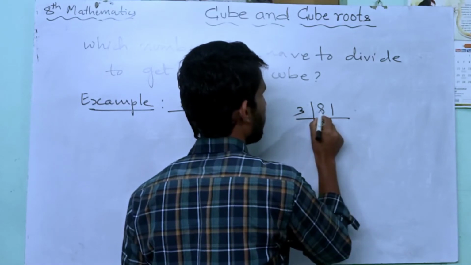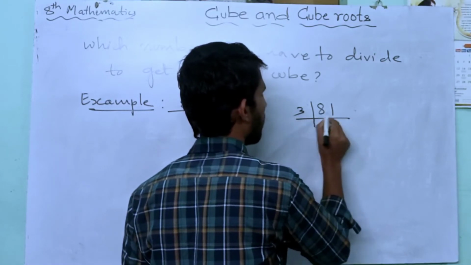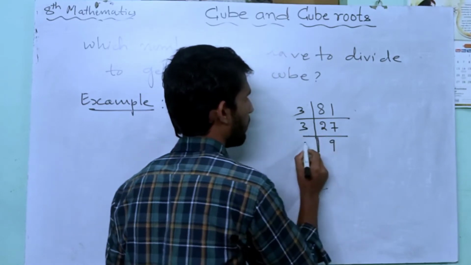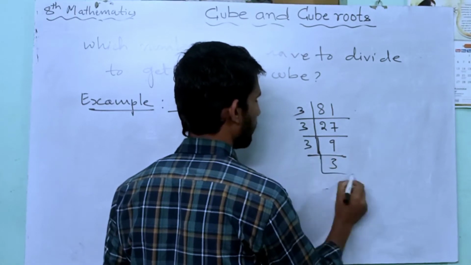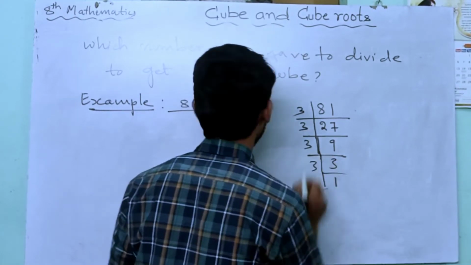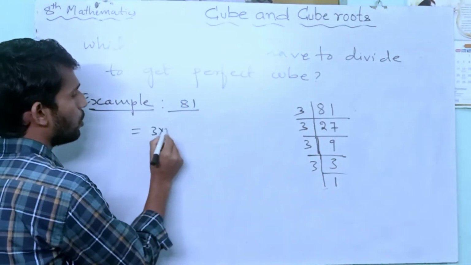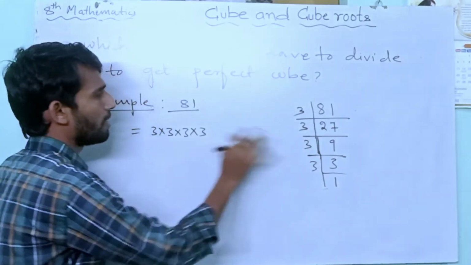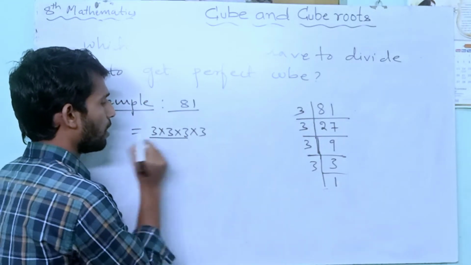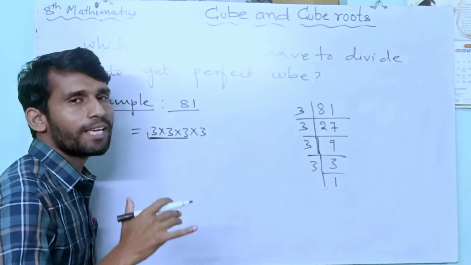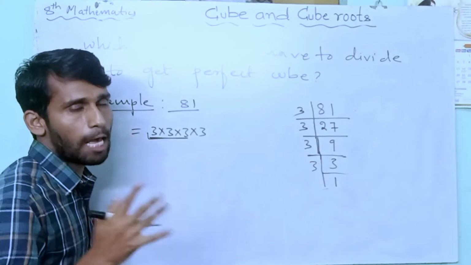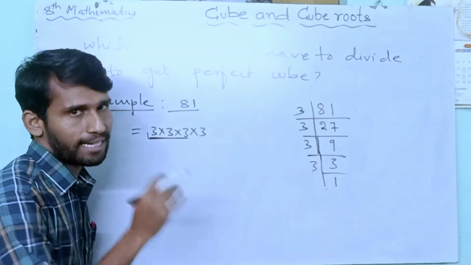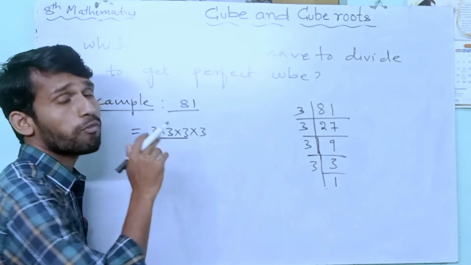3 twos are 6, remaining 21, 3 sevens are 21. Again 3 nines are 27. Again 3 threes are 9. Again 3 ones are 3. Now we got 3 into 3 into 3 into 3. Total 4 times we got the factor 3. We know that when a factor appears a total of 3 times, that is a perfect cube. But in this prime factorization, we are getting 3 a total of 4 times.